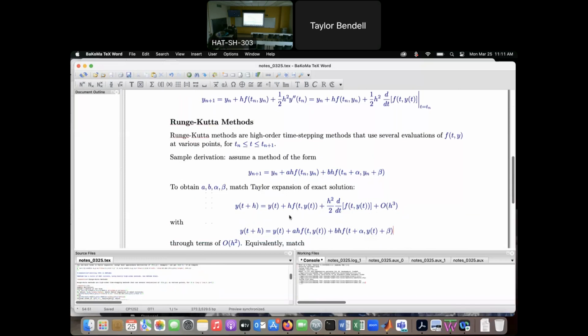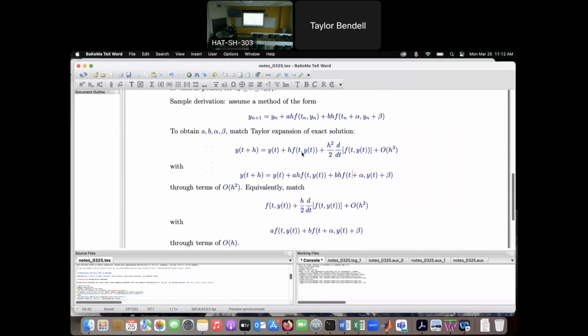For second order accuracy. Now, as you can see, portions of these lines already match. We already have the same left sides. We have y of t plus h times something on the right side in both equations. So I'm going to strip out the parts that already do match, so that we can focus on what needs to match.